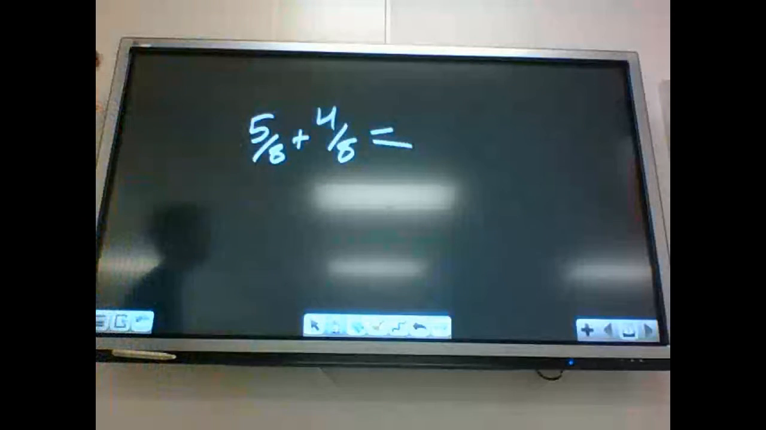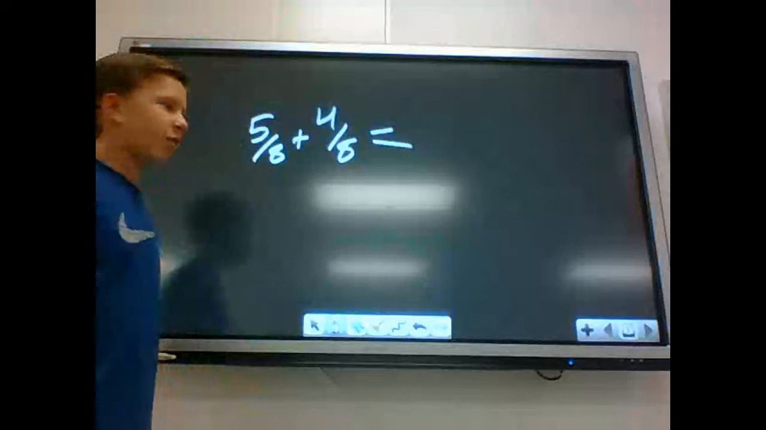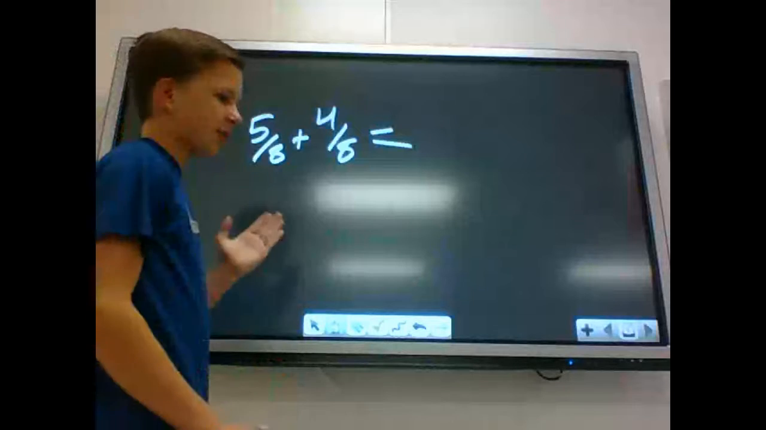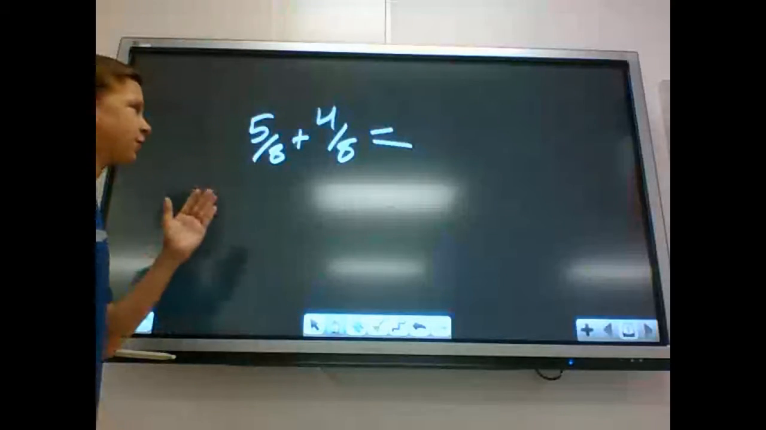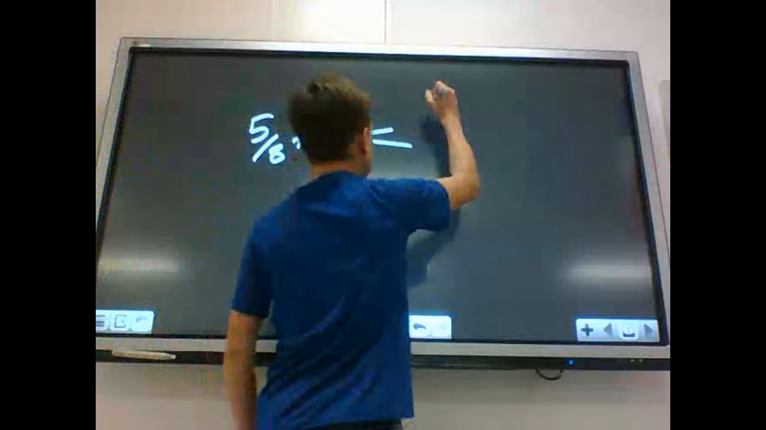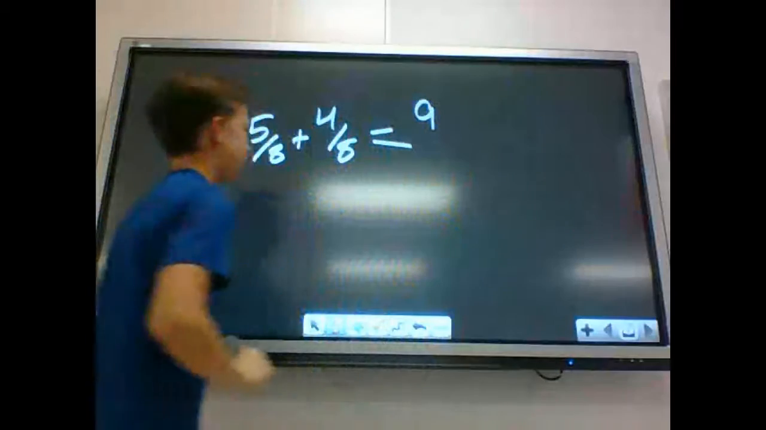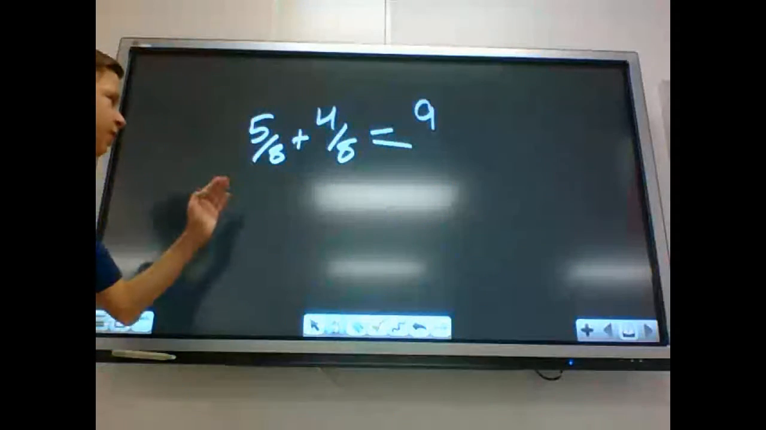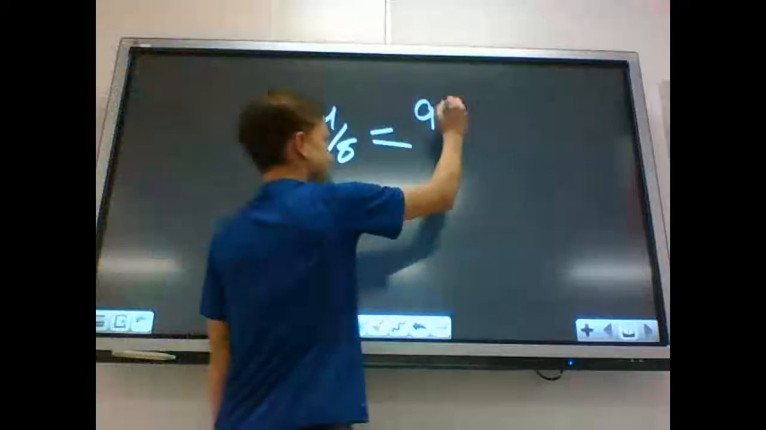And now to the addition part. You add the top numbers, but not the bottom numbers. So it would be 5 plus 4. So we would get 9. And now we just move the denominator over.